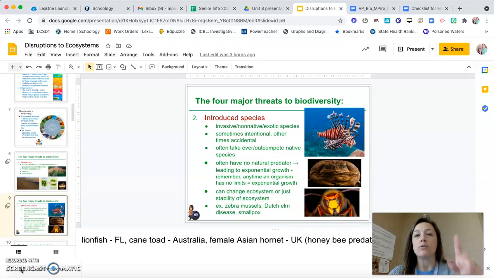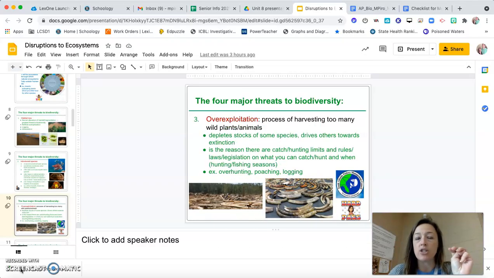And so they can outlive and outcompete and outsurvive the native species and push those native species out, decreasing diversity of that ecosystem. Number 3 is overexploitation. This is overhunting, overfishing, overlogging. It's removing more of a species than is sustainable.